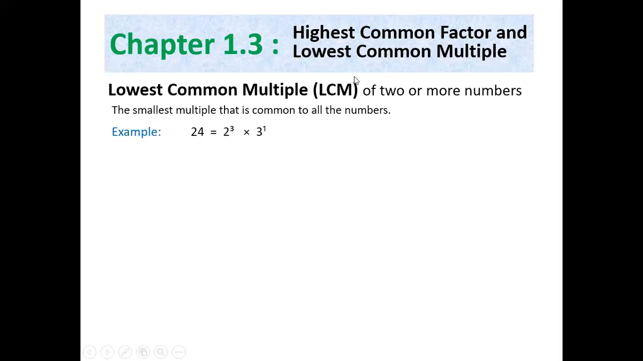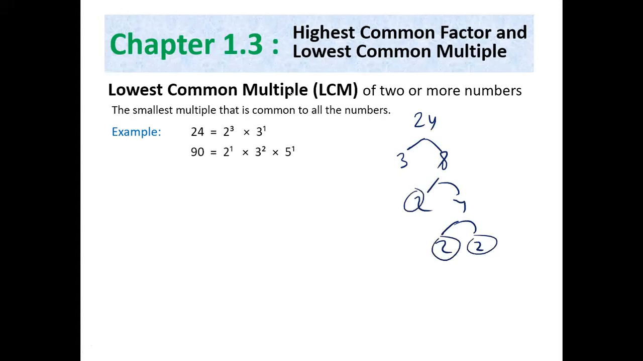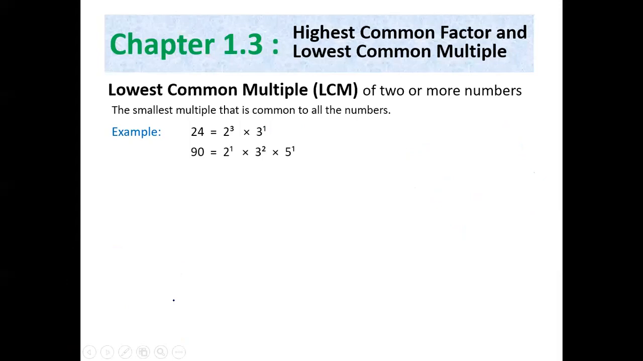For example, 24 and 90. I just skip the prime factorization, but if you insist on doing this, 24 is 2 cubed times 3 power 1. How about 90? I can get 9 times 10. 9 is 3 times 3, 10 is 2 times 5. So 2 times 3 squared times 5. In this case it will be 5 power 0 for 24. If you want to put the power 0, I'm not asking you to, but if you want to put it, it's better.